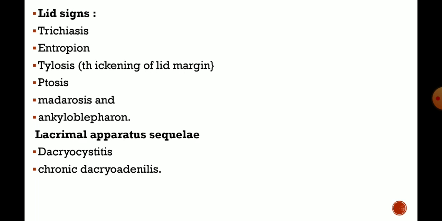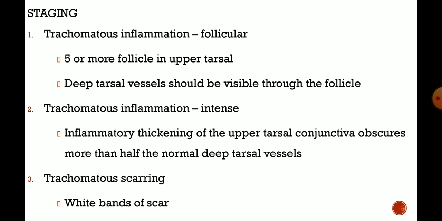What can you see in the lids? Lids may be hardened; thickening of the lid margin is called tylosis. Loss of some eyelashes is madarosis. There may be entropion, the inward rolling of the lid margin, and the inward direction of the lashes is trichiasis. The lacrimal apparatus can get inflamed, dacryocystitis. So we told about the active stage and the cicatricial stage.